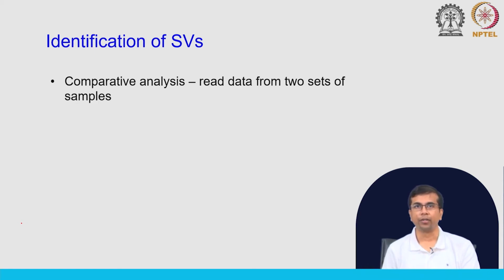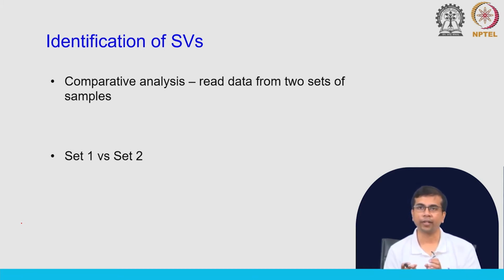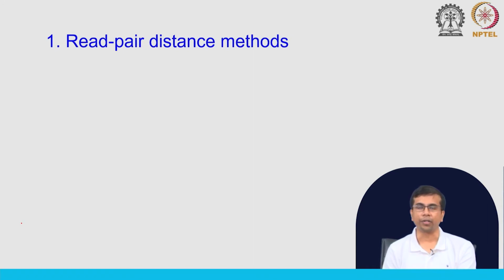Before we go there, we should remember this is a comparative analysis. We are working with read data from 2 sets of samples, set 1 versus set 2, and we want to identify whether there are structural variations in, for example, set 2 samples compared to set 1. So, we need read data from 2 sets of samples, and this is really important. We will talk about some of the methods that can be applied to call these structural variants.